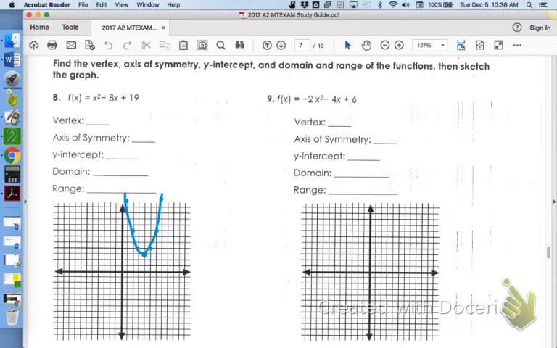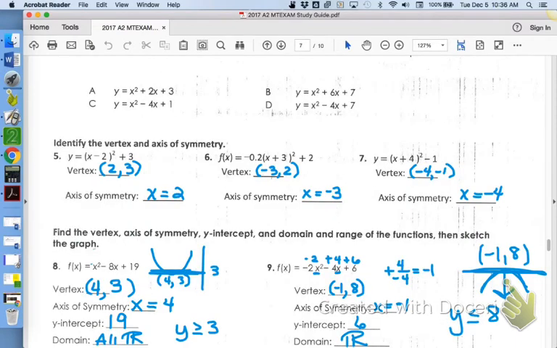The next one, the vertex, let me go back. Sorry, I gotta go back. The vertex was at negative 1, 8.